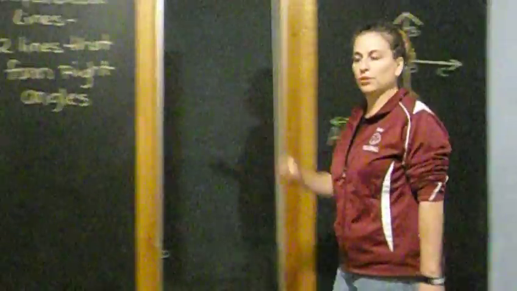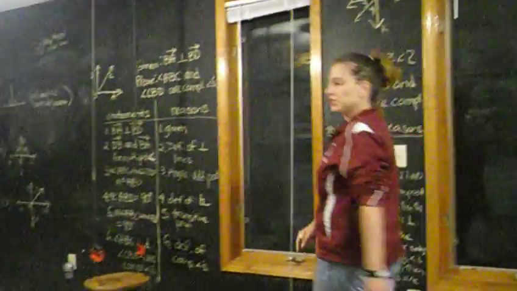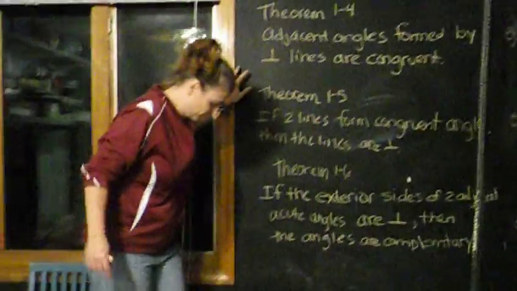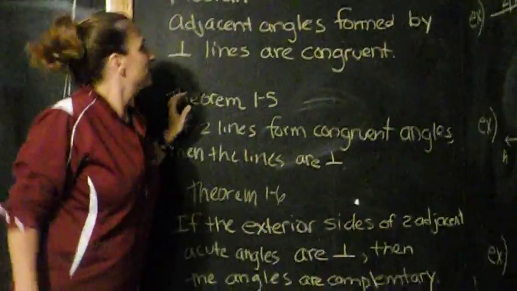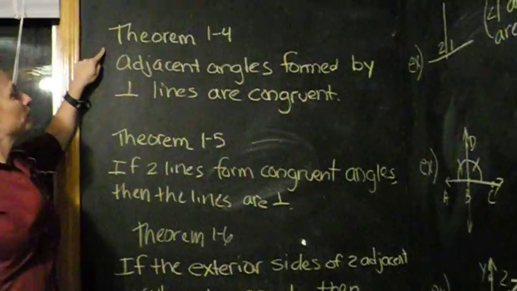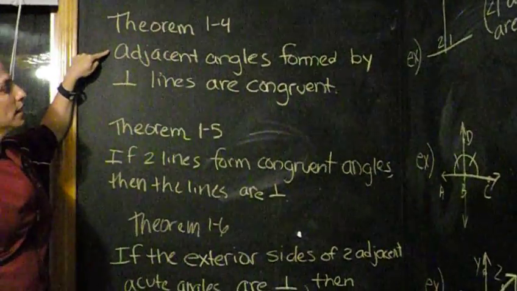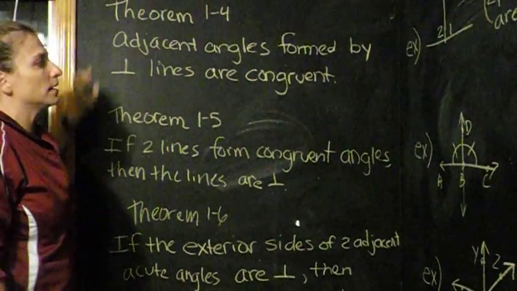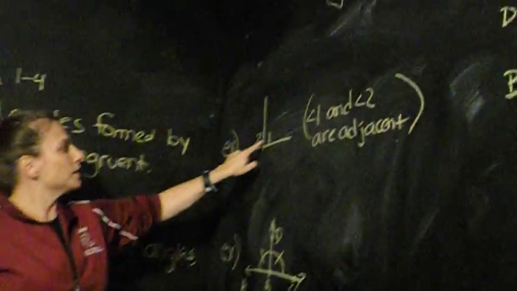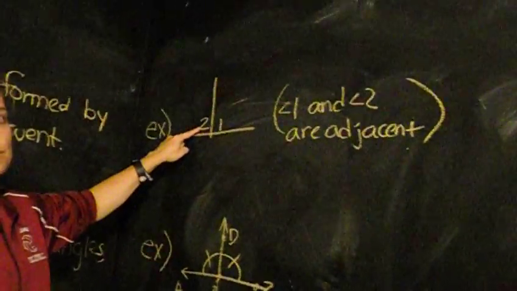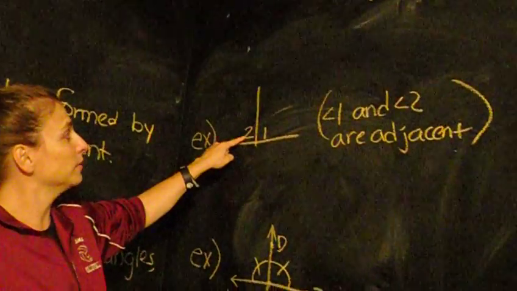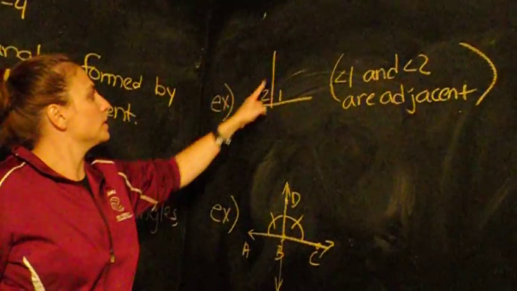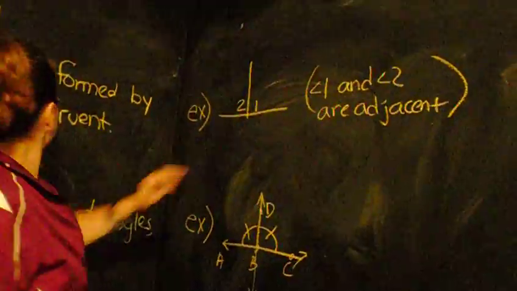Okay, we're going to come over here. I've got some theorems to share with you. The first one is, ouch, sorry, stepped on a toy. Theorem 1-4. It says adjacent angles formed by perpendicular lines are congruent. So I put an example over here. These two angles are adjacent. Adjacent means angles that are next to each other. And it says adjacent angles formed by perpendicular lines. So if these are perpendicular, then they are congruent.